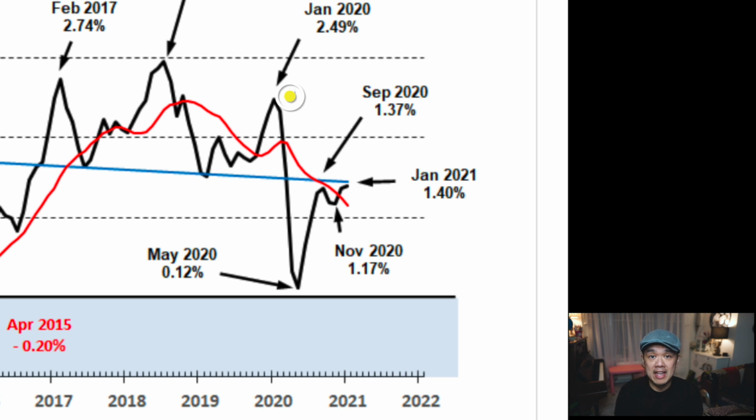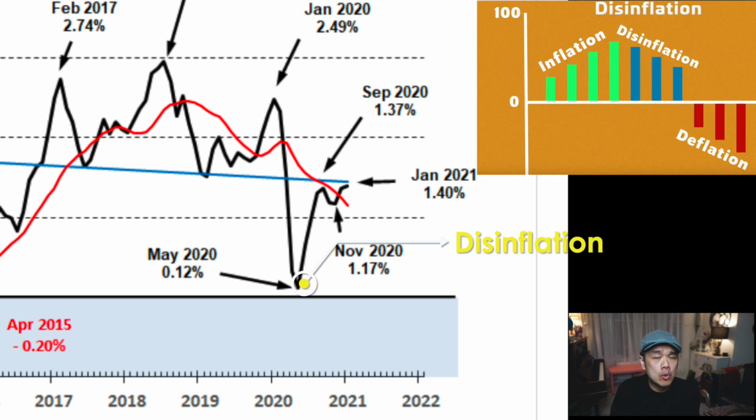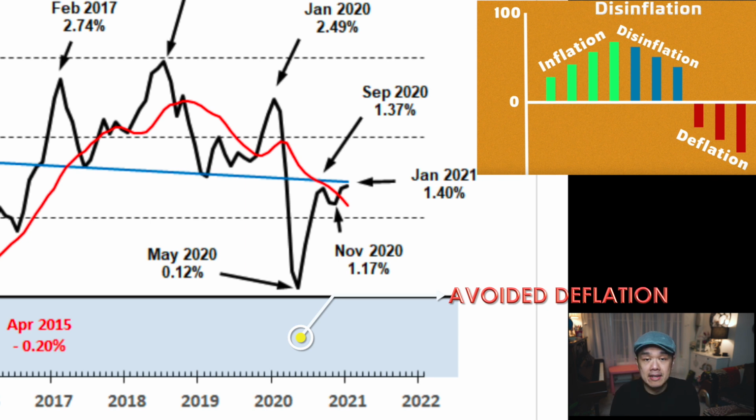But then COVID-19 came, and everything started closing. Travel started closing, business started closing, and the whole world basically went into a standstill for many, many months. That's when the inflation data started falling into a disinflation mode. And the government quickly stepped in with monetary easing, printing money to give to individuals to spend, to get businesses going again, even though there's nothing being sold out there.